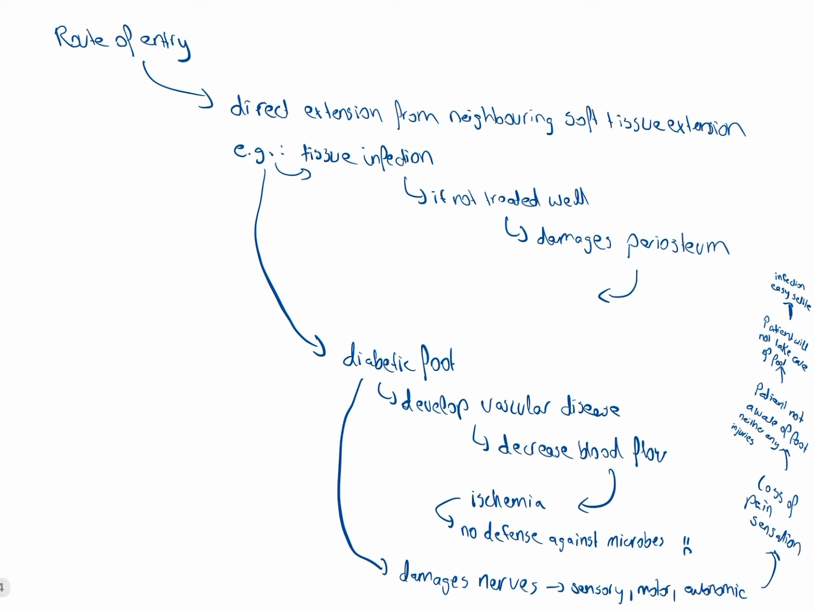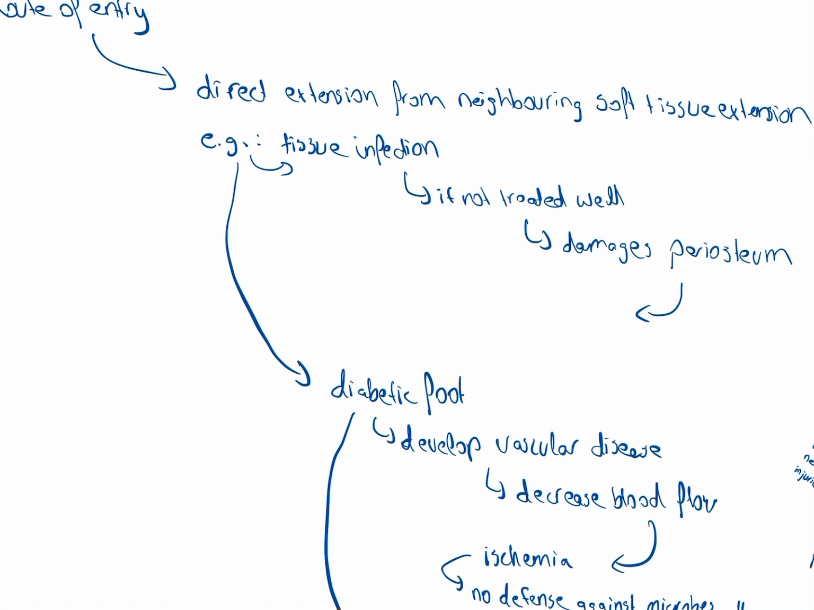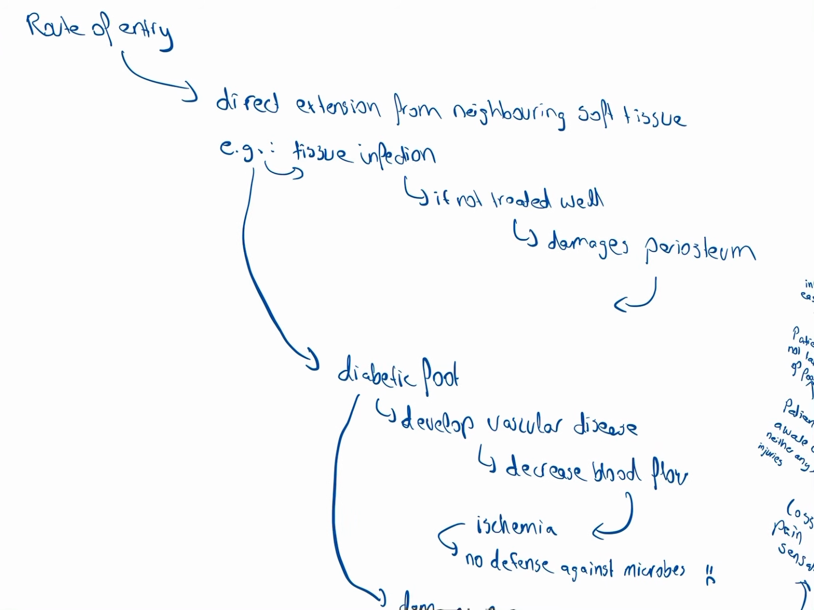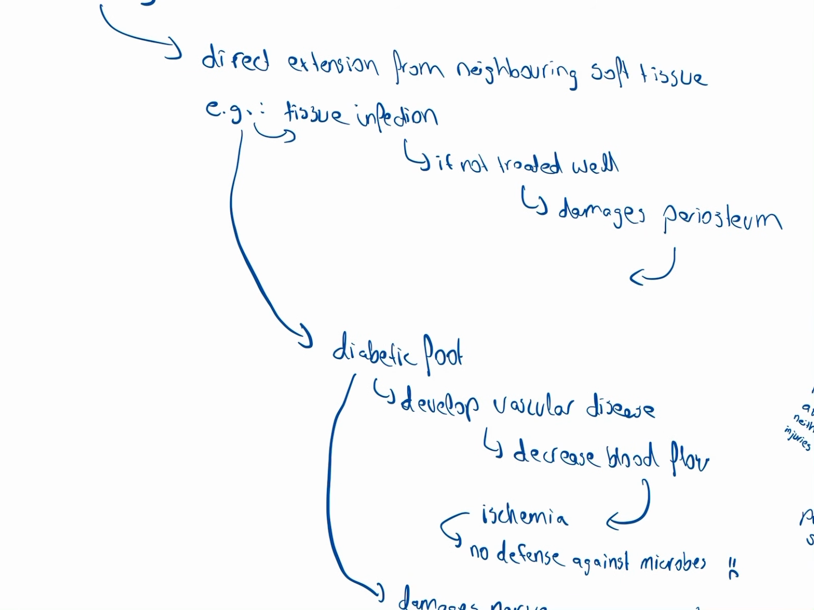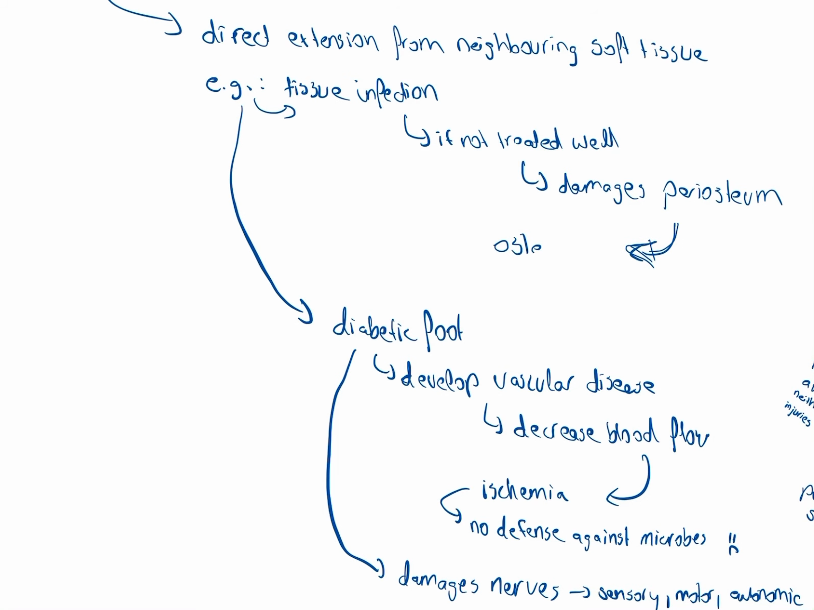The second route of entry is the direct extension from the neighboring soft tissue. So for example, if we have a soft tissue infection, if it is not treated well, it can damage the periosteum. If it damages the periosteum, osteomyelitis can happen.